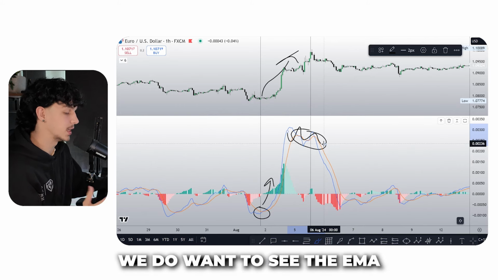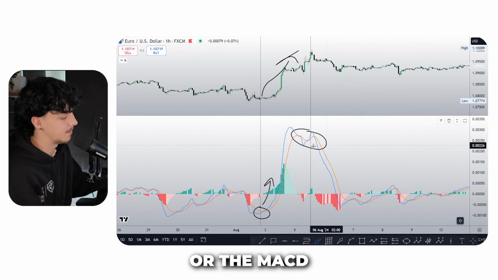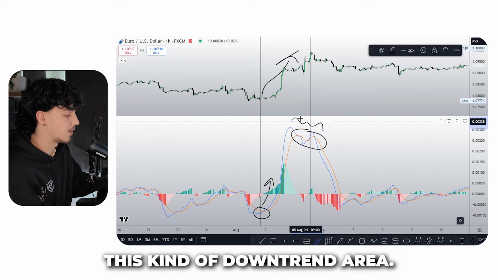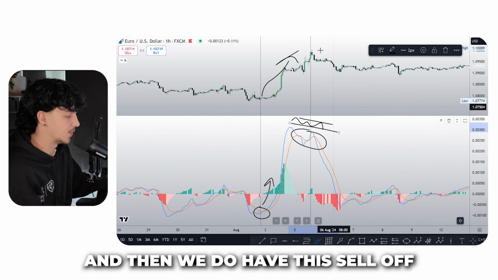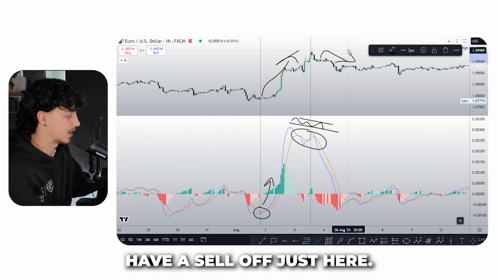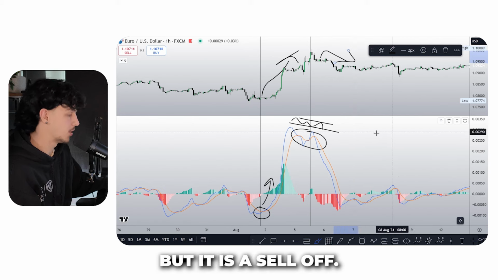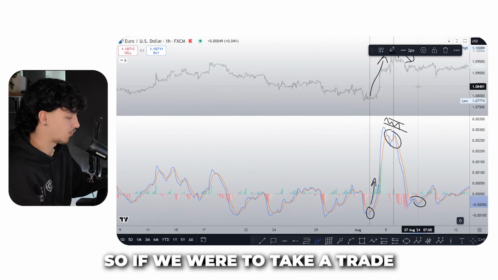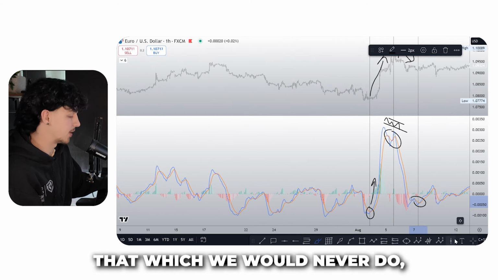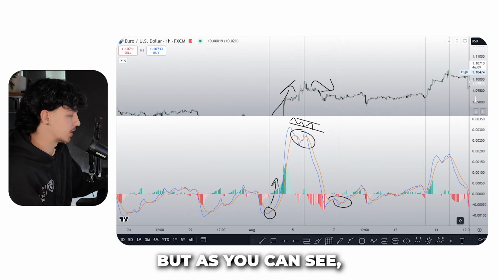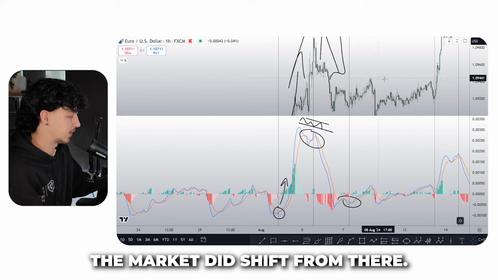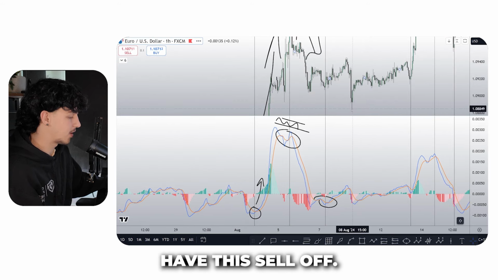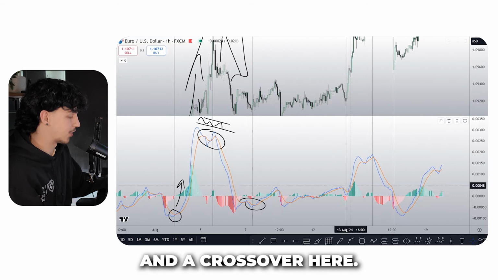And of course here we have this consolidation. We do want to see the MACD giving us this downtrend area, and then we have a sell-off just here. It's not an amazing sell-off, but it is a sell-off. And as you can see, we got crossovers here. If we were to take a trade simply based off that, which we would never do, we'd use confluences, but as you can see, the market did shift from there. Then we had this sell-off, and then another crossover here and a crossover here.